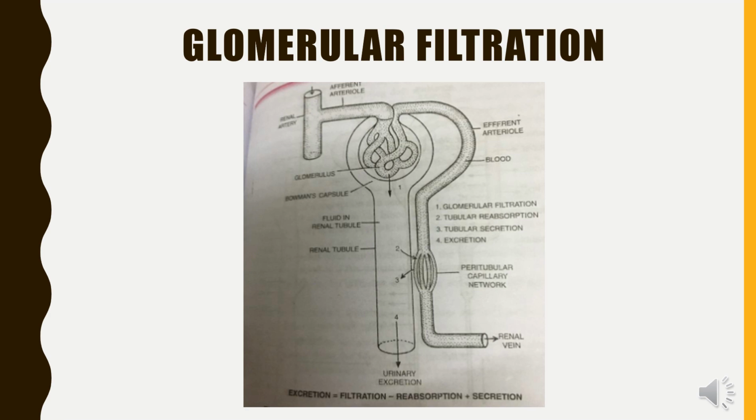In the process of urine formation, there are three main processes: glomerular filtration, reabsorption, and tubular secretion. Now we'll study one by one. First is glomerular filtration. What does it mean? The first step in urine formation is the filtration of blood, which is carried out by the glomerulus and is called glomerular filtration.